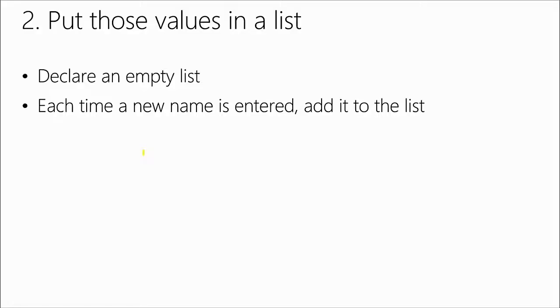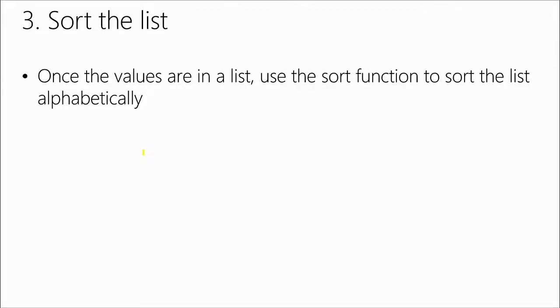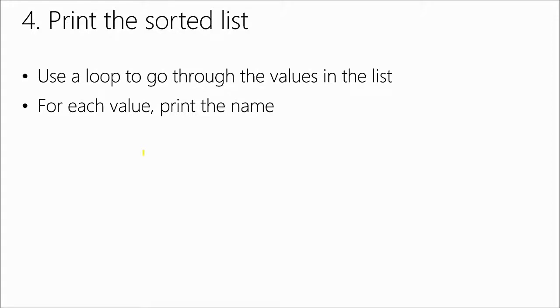Then the second thing you'll have to do in terms of steps is take the values that are entered by the user, and store them in a list. So every time someone enters a new name, add it to your list. Then sort your list. We already saw we have a sort method to do that. And finally, you're going to need a loop that goes through the values in the list and prints out the values. So this one's going to be a little more complex. We're starting to pull together a lot of different things we've seen.